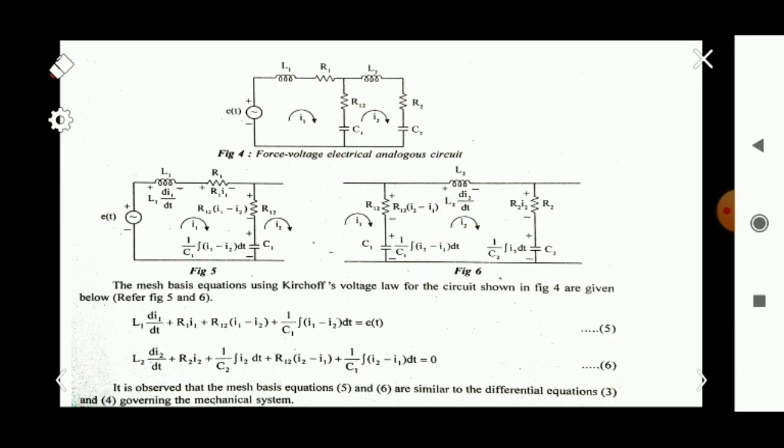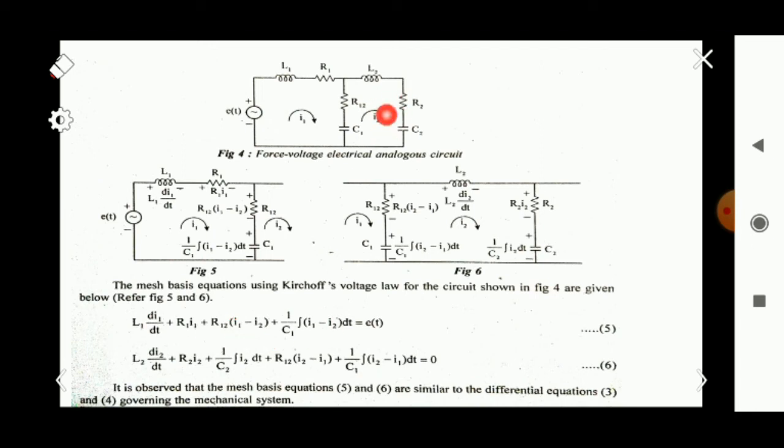By using Kirchhoff's voltage law we can write the loop equations. So E of t is equal to L1 into di1 by dt plus R1 into I1 plus R12 into I1 minus I2. Here I1 is the current flowing in the first loop and I2 is the current in the second loop, so R12 into I1 minus I2 plus the current flowing through this capacitor, 1 by C1 into integral I1 minus I2 dt. So this is the first loop equation.